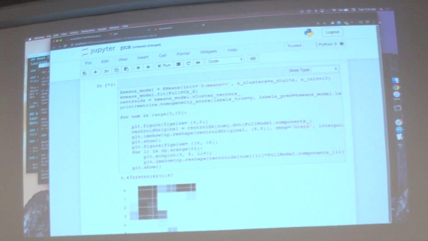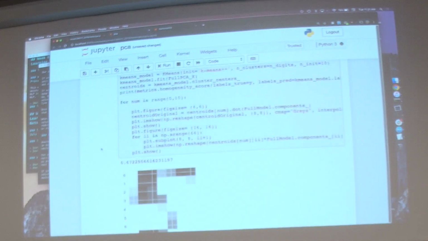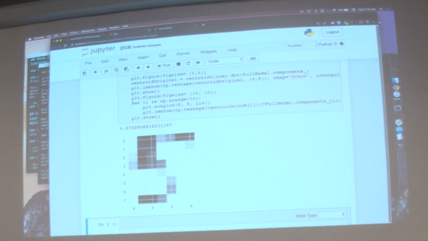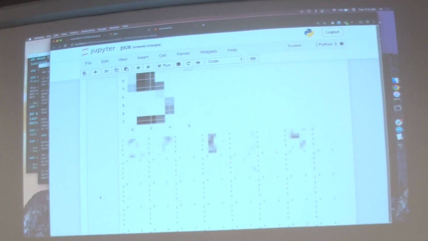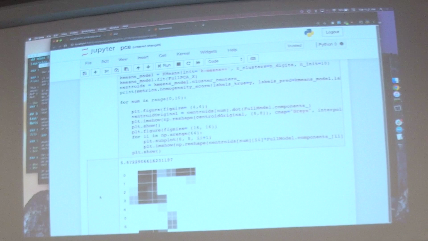Yeah, it went from like 50% to 67%. Now I'm keeping all of the dimensions, so that's probably overkill. But what I'm doing here is plotting the centroid point of my cluster. My centroid point is a 64D point, okay? And each coordinate in that point tells me how bright to make the corresponding PCA component. Does that kind of make sense?